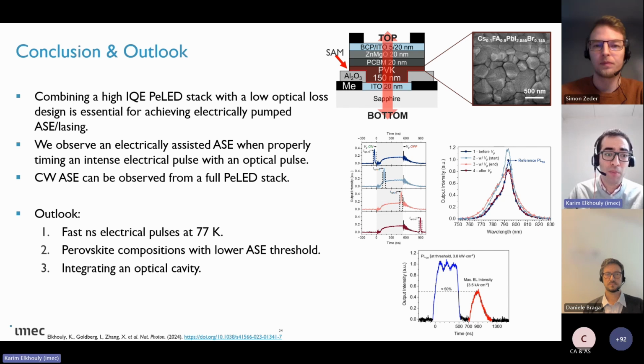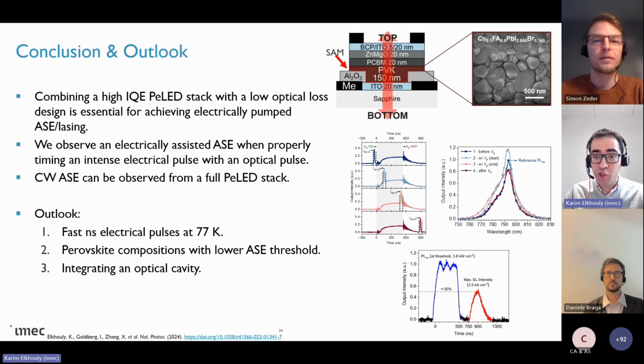So we showed that if you combine a PeLED stack with a high internal quantum efficiency in a low optical loss structure, where we used thin ITO electrodes, both on bottom and top, this would be essential to achieve a laser diode, of course. And we are able to show an assist, which means we show that electrical carriers can contribute to our optical gain. We also observe CW ASE from a full PeLED stack, which is also an important milestone.